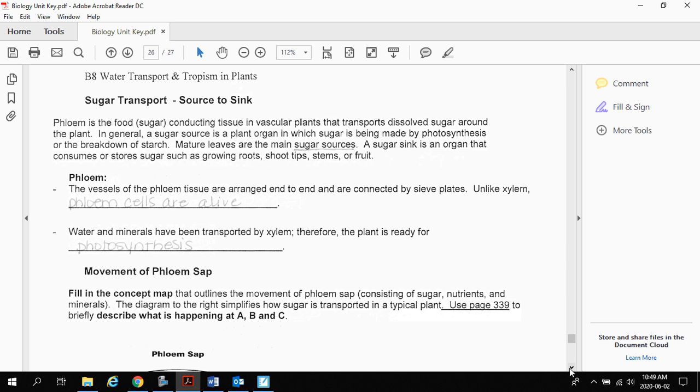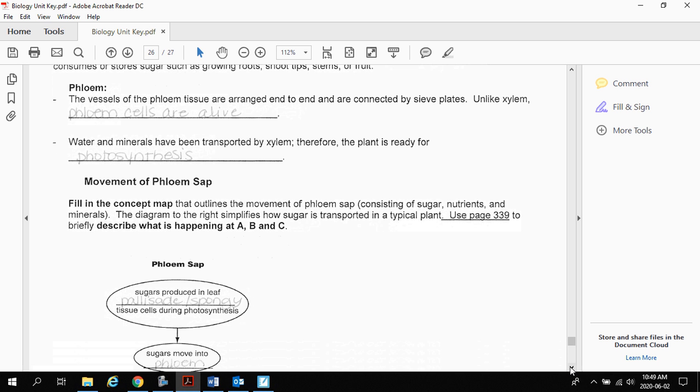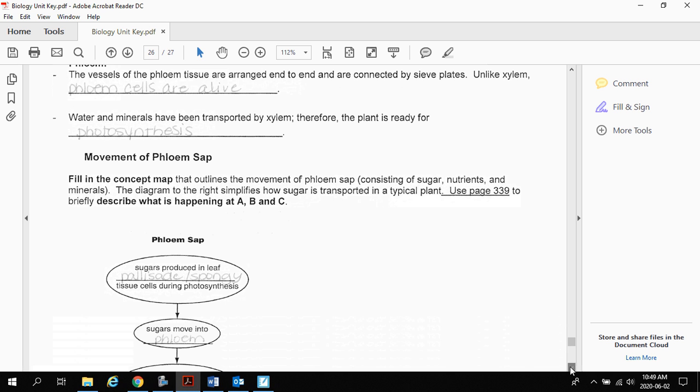So water and minerals have been transported by the xylem, therefore the plant is ready for photosynthesis. I don't know why that is in the middle there, but we have photosynthesis occurring. Now we need to move sugar. So it says movement of the phloem sap. So fill in the concept map that outlines the movement of phloem sap.